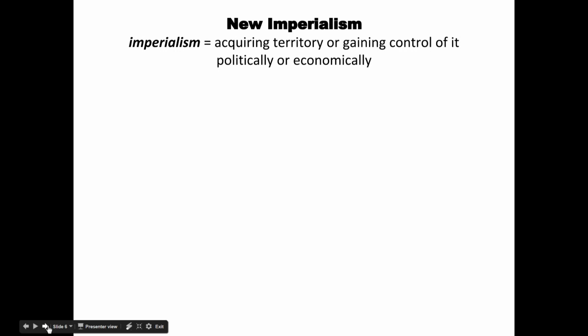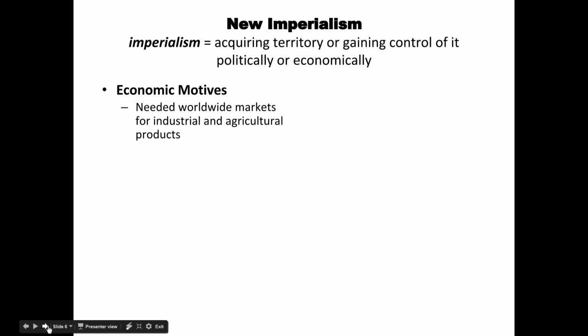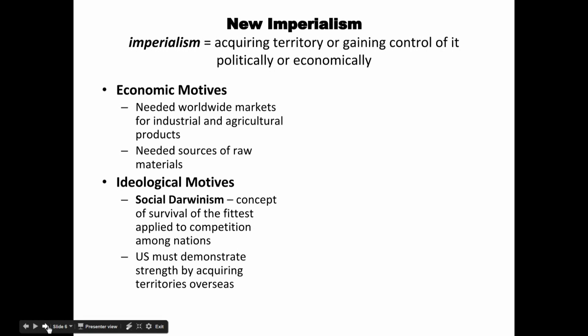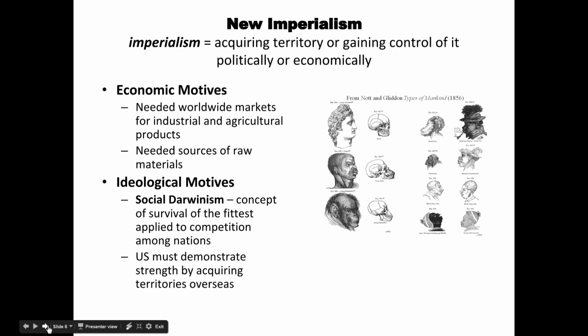So we have a new age of imperialism where we're kind of acquiring territory to gain control of it, either politically or economically. There are several motives. Economic motives: we need worldwide markets for our goods and raw materials to produce things in factories. We have ideological motives, this idea of social Darwinism that we've talked about in class, where people took the concepts of Darwin's Origin of Species book and tried to apply those to humanity in the sense of social progress, and actually used it to show that white European descendants were essentially more evolved than non-Anglos. So the U.S. used this to demonstrate their strength overseas.